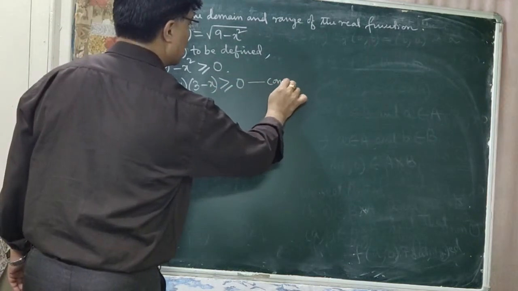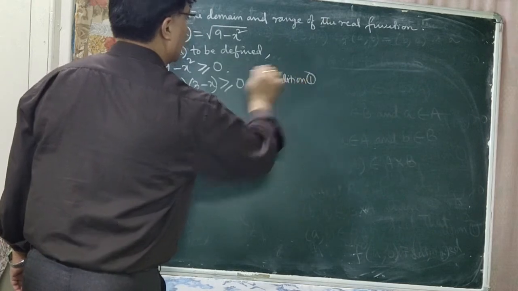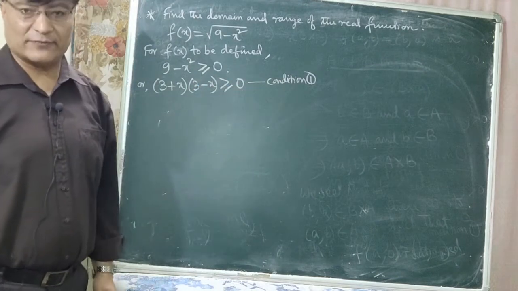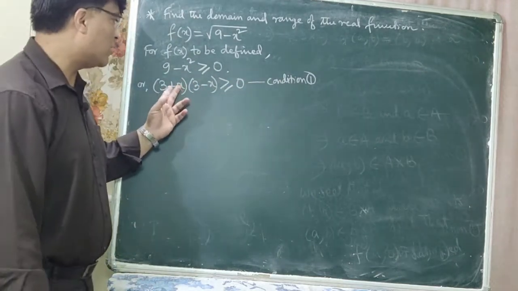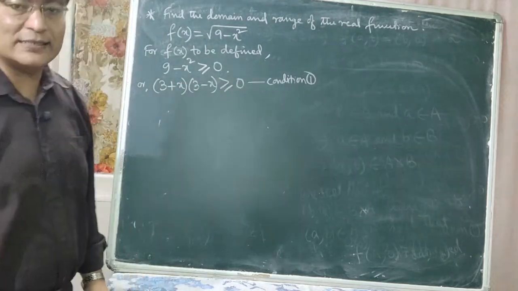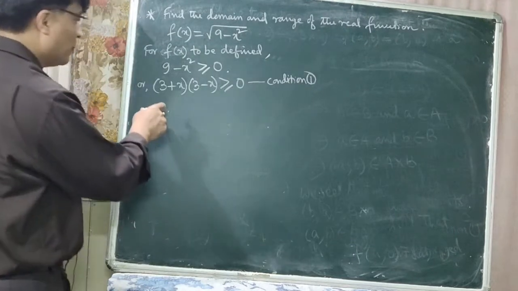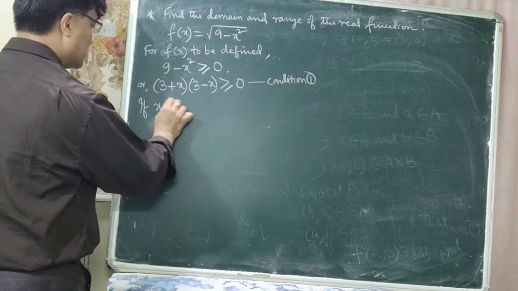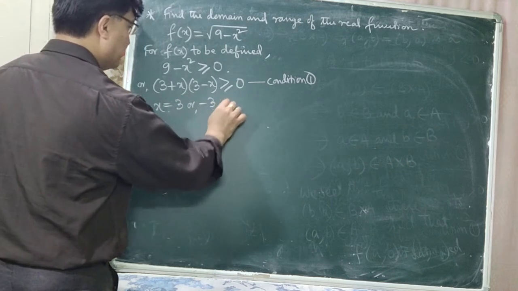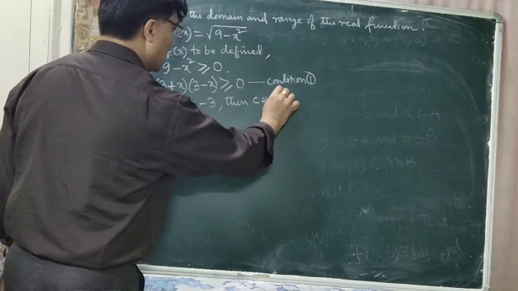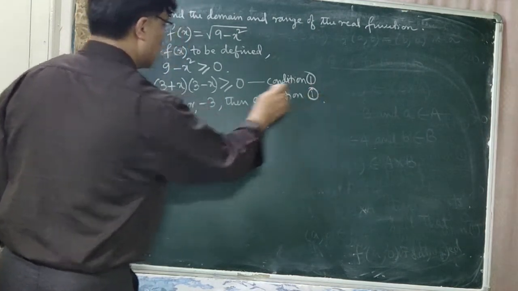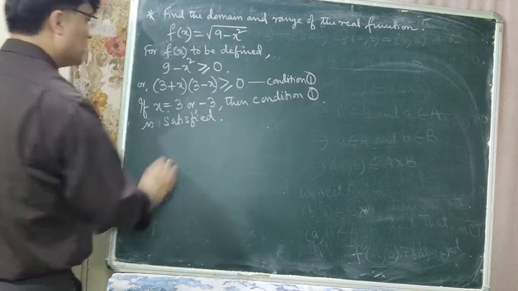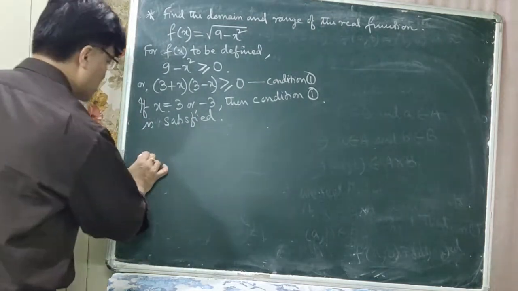So suppose this is condition 1. Now we have to find out those real values of x for which this condition 1 is satisfied. If you put x is equal to 3 and minus 3, this will be 0, isn't it? So if x is equal to 3 or minus 3, then condition 1 is satisfied. Okay. So now let us draw a number line here.